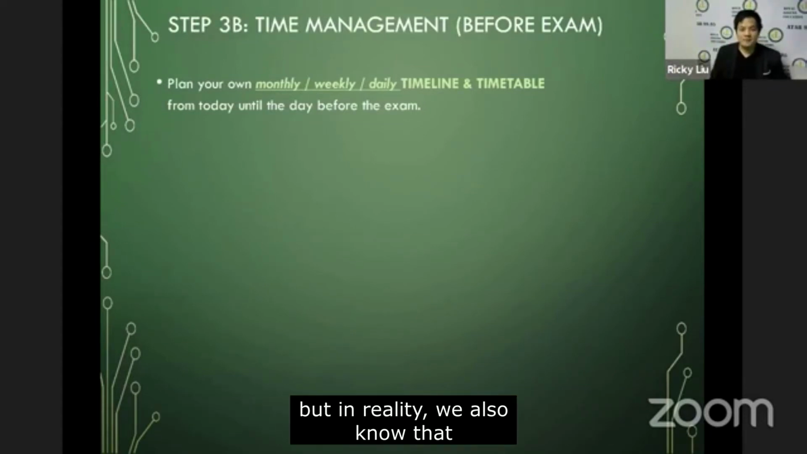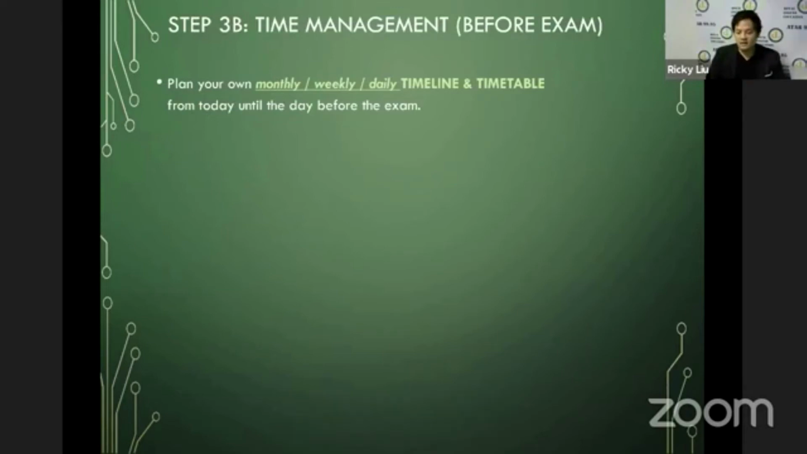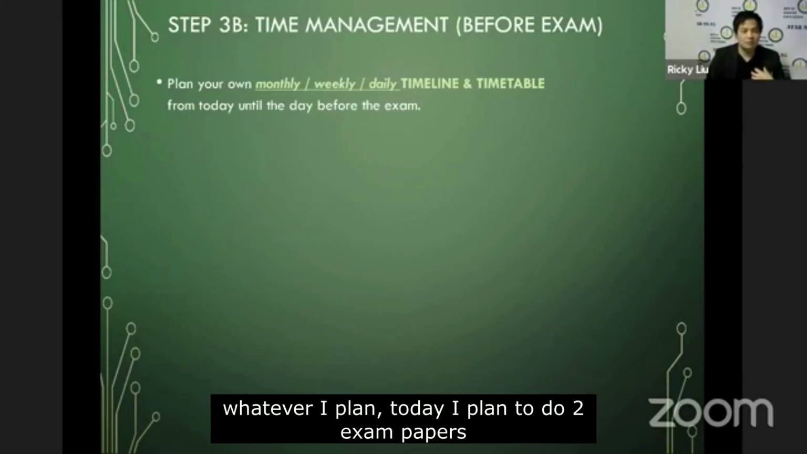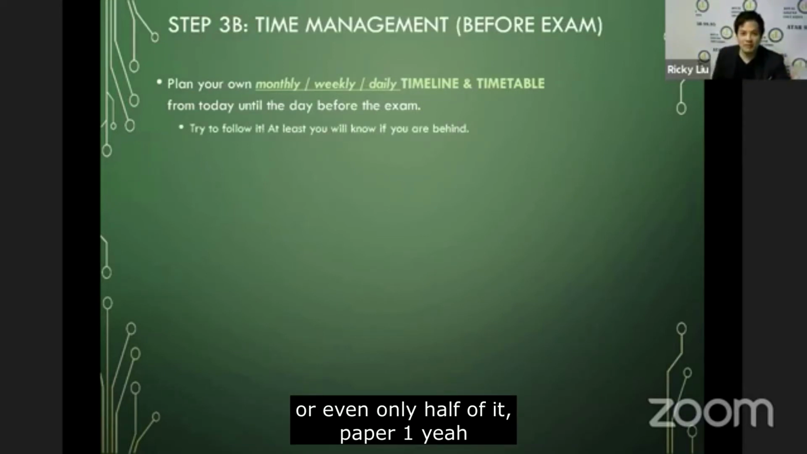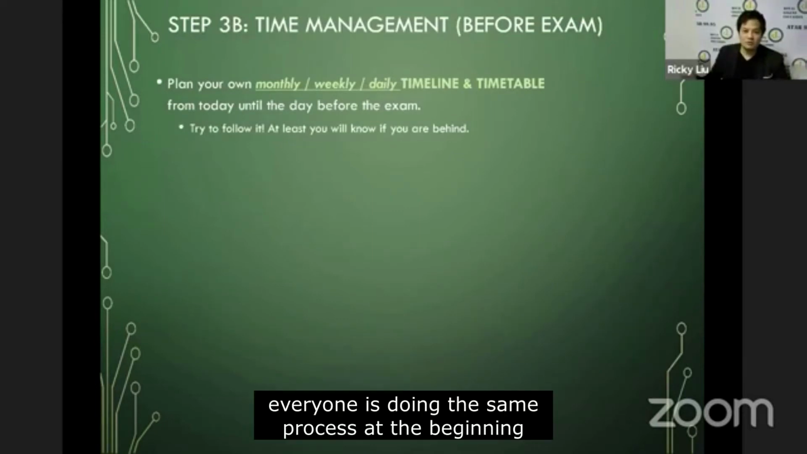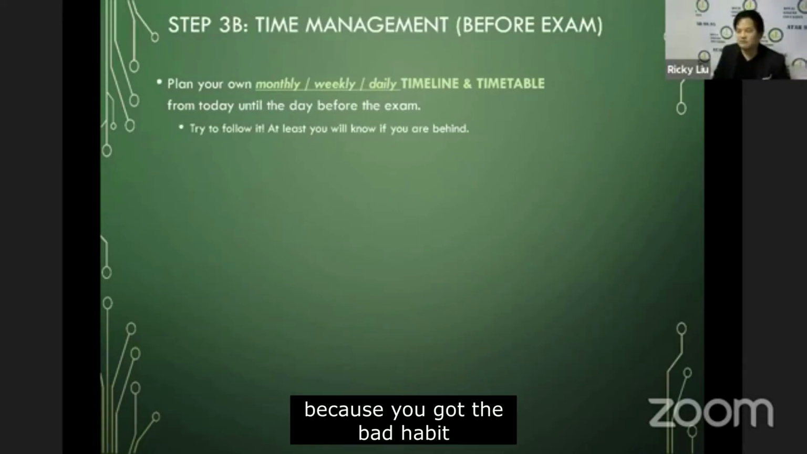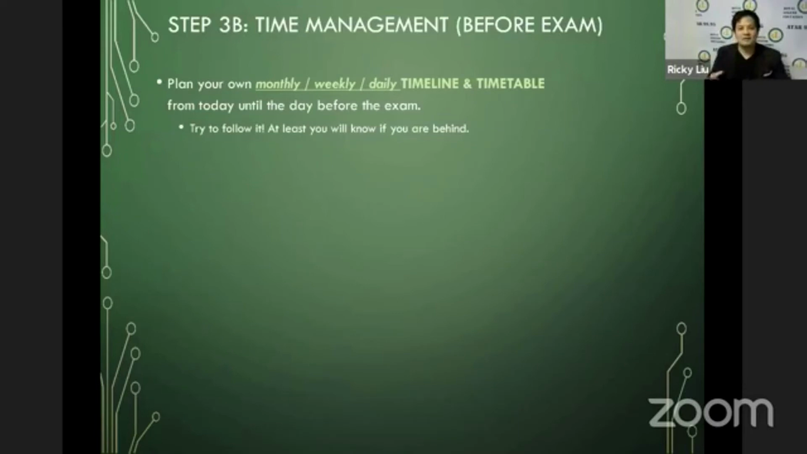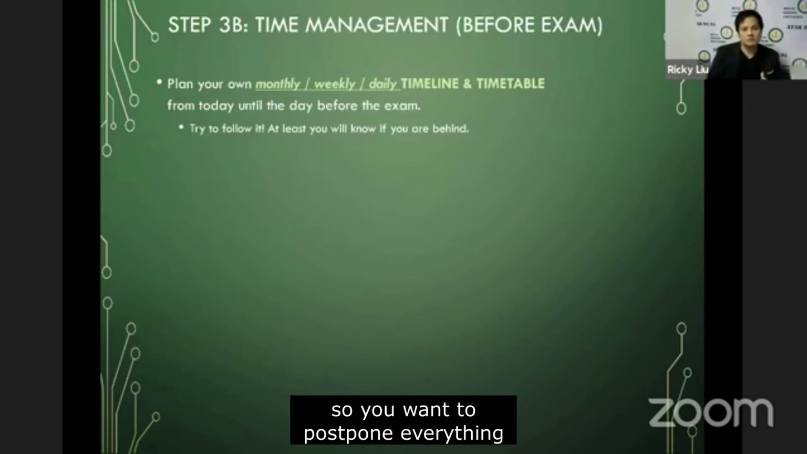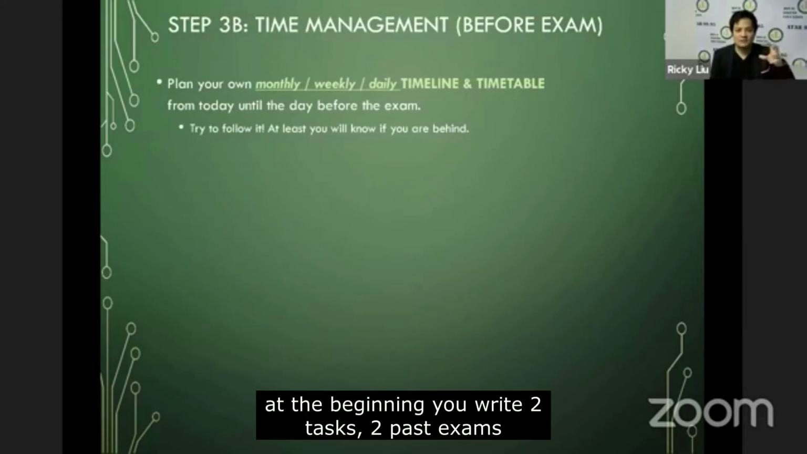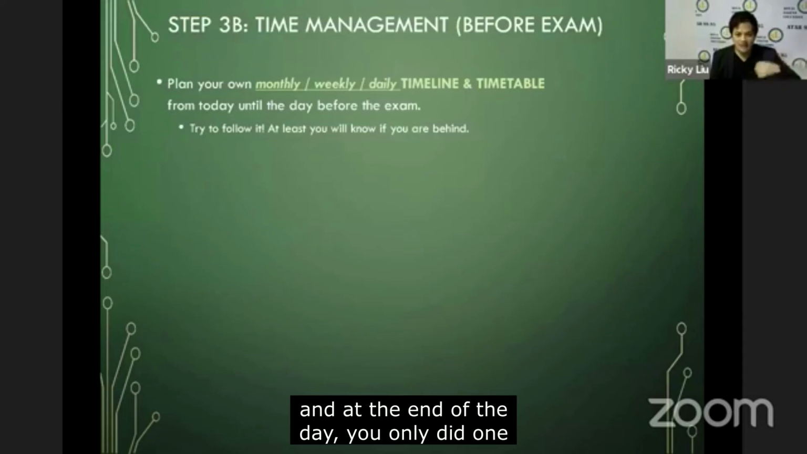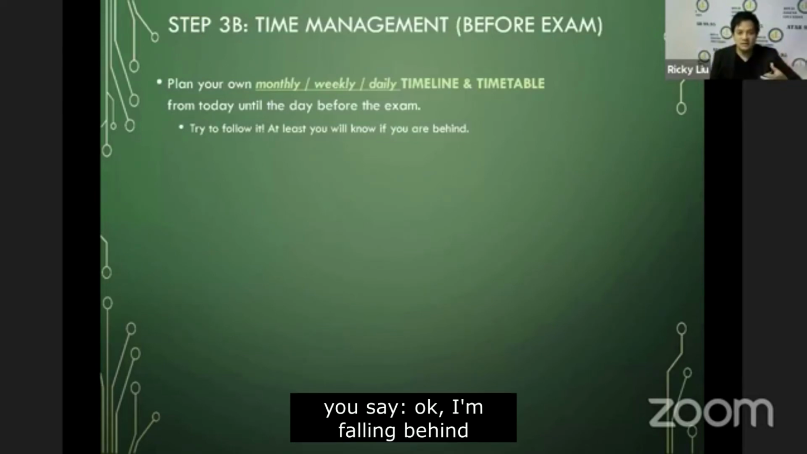Okay? But in reality, we also know that whatever I plan, today I want to plan to do 2 exam papers, but in the end I only did 1, or even only half of paper 1, yeah? Everyone is doing the same process at the beginning because you got the bad habit, okay? So everything you want to postpone. You don't follow the plan, but start to write that out. At the beginning, you write 2 tasks, 2 past exams, and at the end of the day, you only did 1. You say, okay, I'm falling behind.